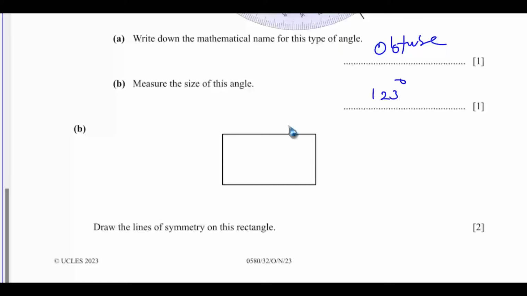Then the other one here, draw the line of symmetry to this rectangle. So that will give us something like this, and something like this. Okay, so this is what we have, although we can adjust this a little bit, but it's fine like this.